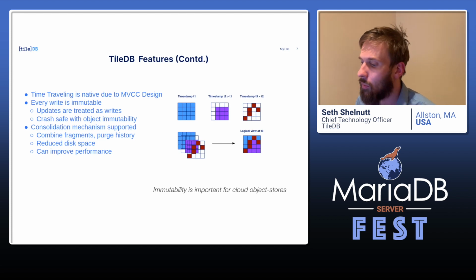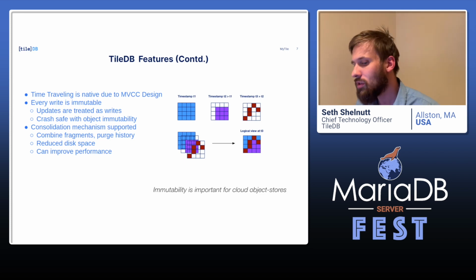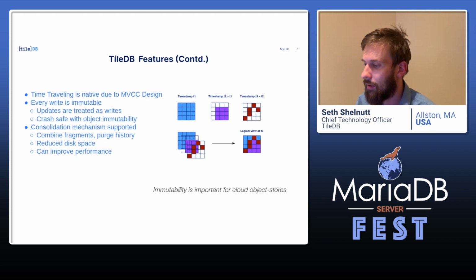Now, a little bit of a technical note I want to hit before we move on is we do have something called consolidation supported. And as you expand this out, you can see that if you keep these timestamps over time and these fragments over time, there could be quite a lot of them. So we do provide the ability to combine and consolidate the fragments into a superfragment and purge out the history if you desire. This can reduce the disk space and can also potentially improve the performance. It's a completely optional feature. It's up to you, the user, whether you want to perform this consolidation and purge out some of your history or not.